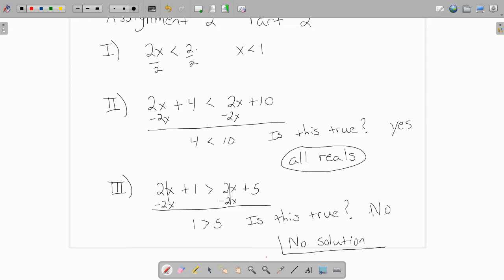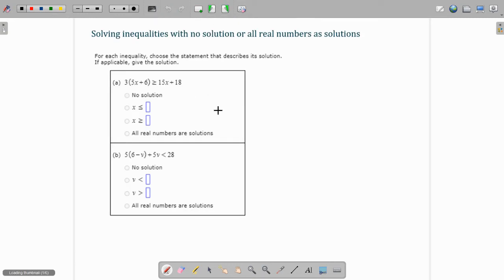So we're looking at these few scenarios. Obviously, the equations are a little more complicated than this, but once you get down to the end, you either get an answer, you get all reals, or no solution. So let's take a look at an ALEKS question or two. Okay, here's a question from ALEKS. You have the option no solution, all real numbers, or you get an answer.